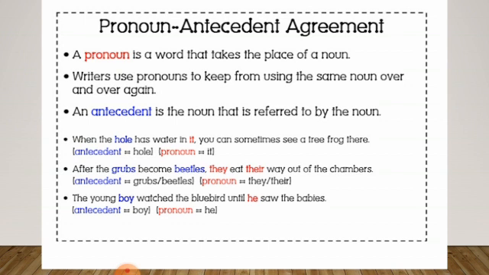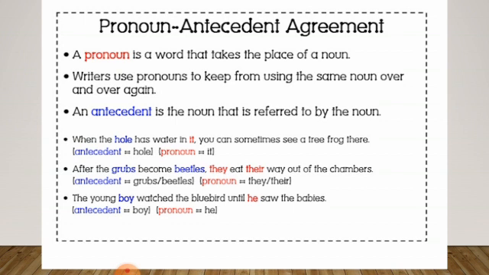After the grubs become beetles, they eat their way out of the chamber. See, grubs, they is used for the grubs, pronoun, and it means the antecedent is grubs. Become beetles, eat their way. Become beetles, so for the beetles they use their. So that is a pronoun, and beetles is an antecedent.